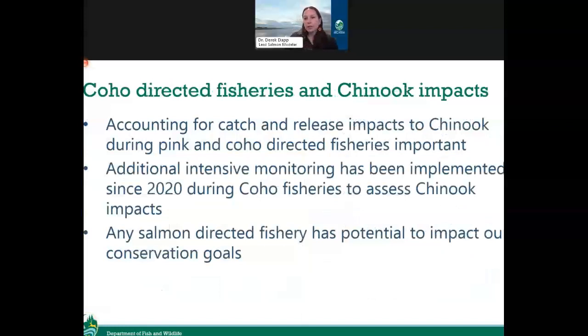This is a story of looking at coho-directed fisheries and Chinook impacts during these fisheries. The other thing I want to point out is that it's still important for us to be accounting for catch and release impacts of Chinook during these pink and coho-directed fisheries. Additional intensive monitoring has been implemented since 2020 because of this. During these coho fisheries, we are doing intensive monitoring to assess any potential Chinook impacts, because any salmon-directed fishery that we have has the potential to impact our conservation goals on some of these key stocks. That's just a brief overview of what we had going on this past season.